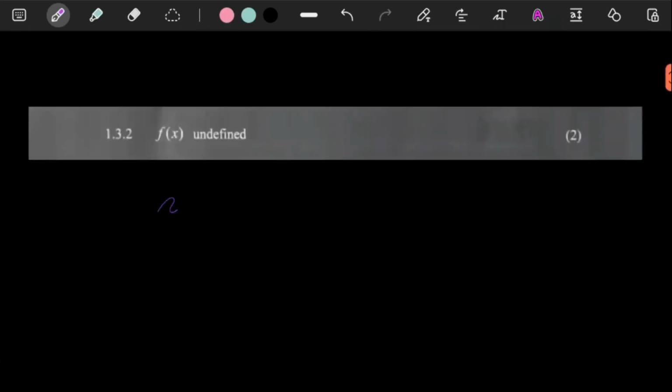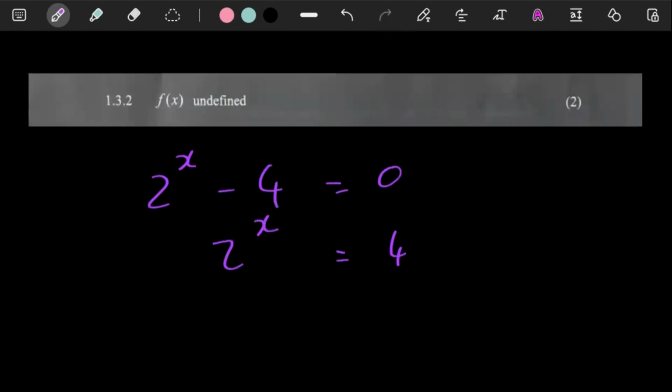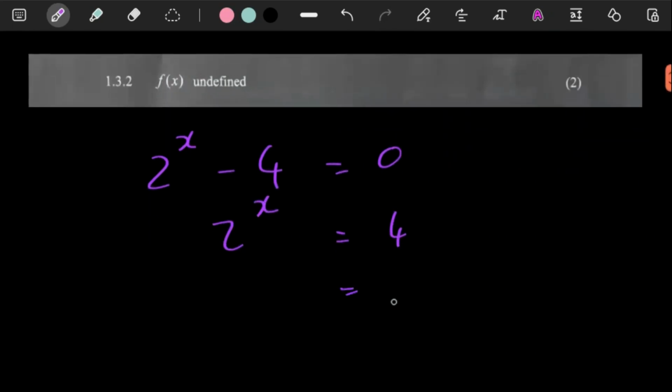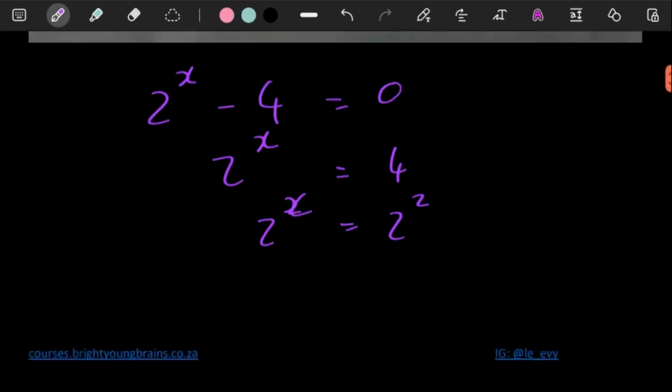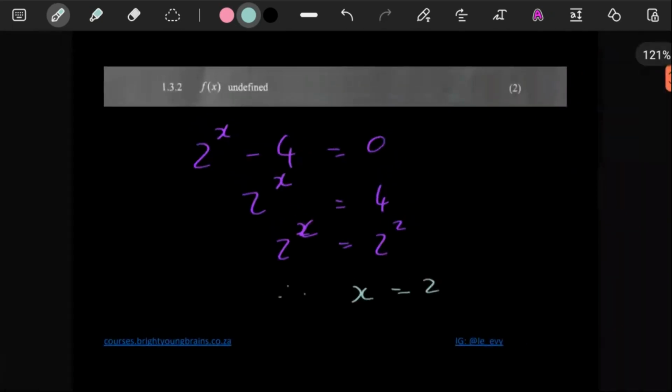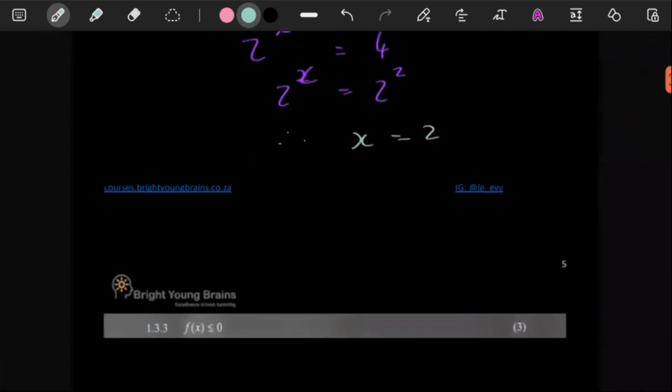Fortunately, working out where 2 to the power of x minus 4 is equal to 0 is not a big deal, because the 4 can go over to the other side. That's 4, 2 to the power of x. Fortunately, these can have the same base, which is 2. If you drop the bases, you're going to see x is equal to 2. If x is 2, the numerator will be equal to 0, and if the numerator is equal to 0, the whole expression will be undefined.